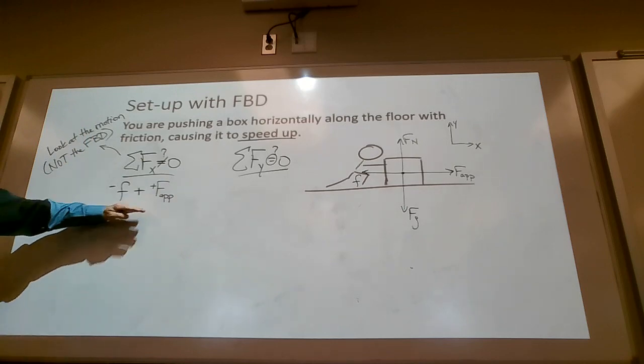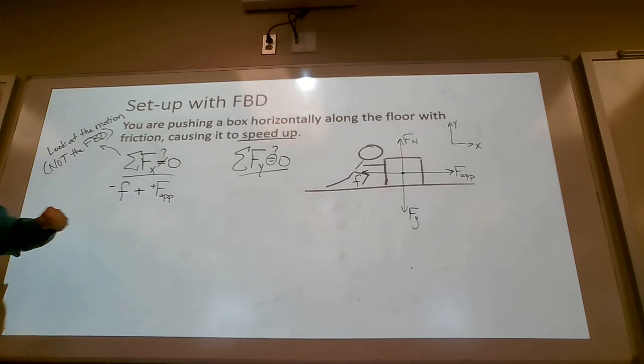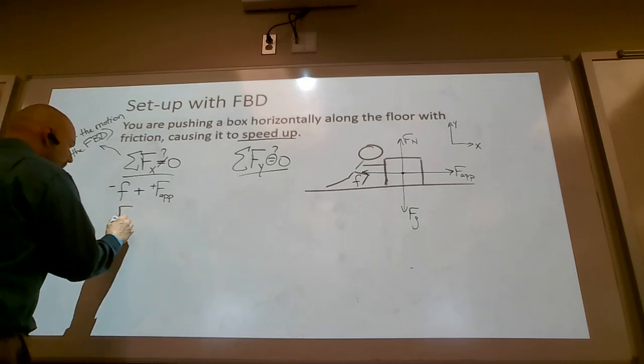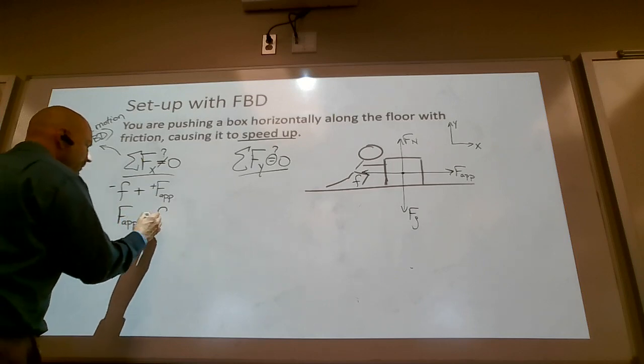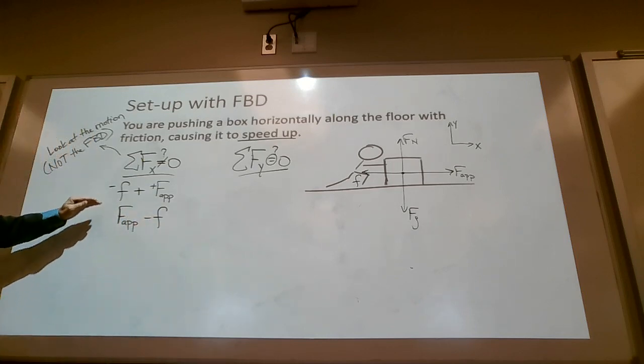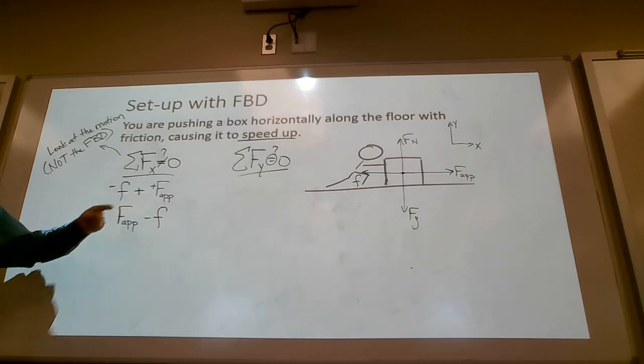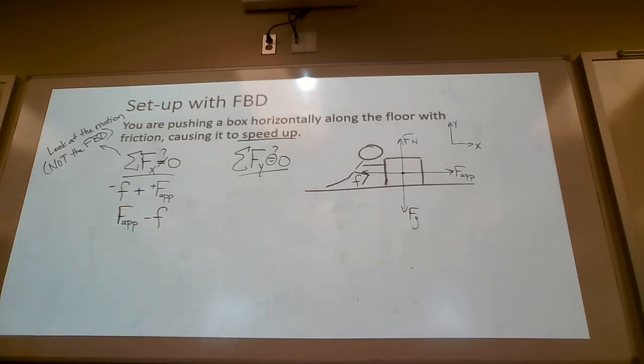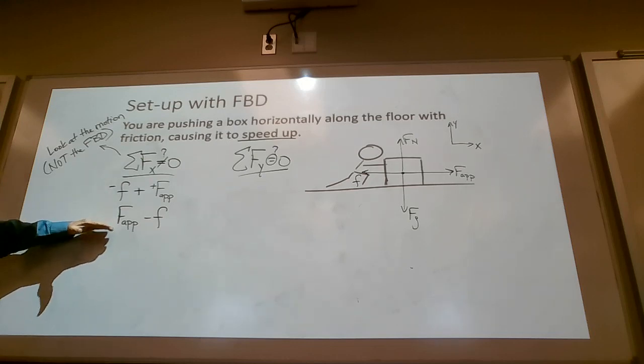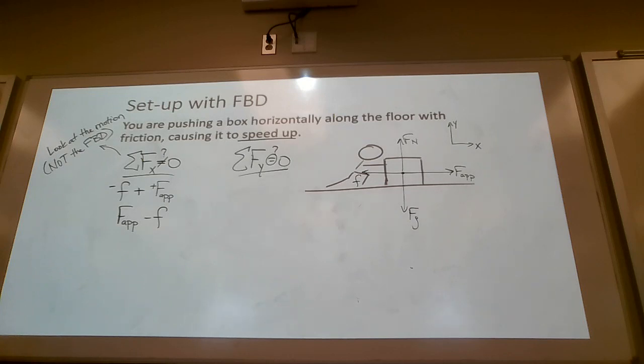Okay, mathematically, what would be a simpler way to write this? Yep. Applied force minus friction. I would expect you to write it this way. You can write it this way if you want. You could say negative friction plus applied force. That would be fine too. Okay. But more of you are going to choose to write it this way. Good with that? So we're adding up the forces in the x direction. I want you to do the same thing for the y direction.